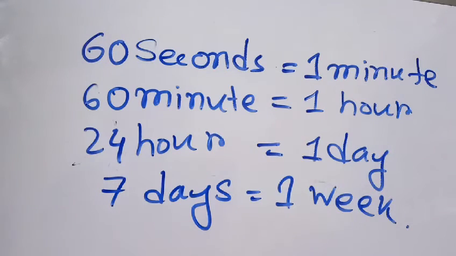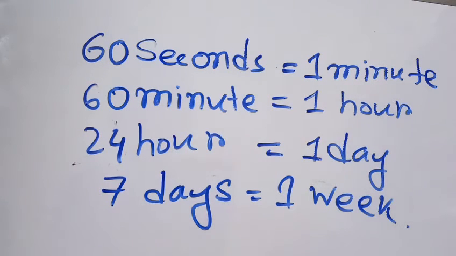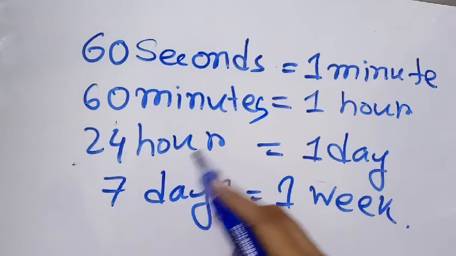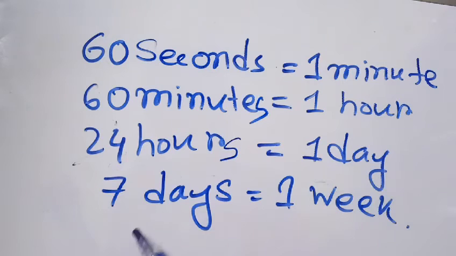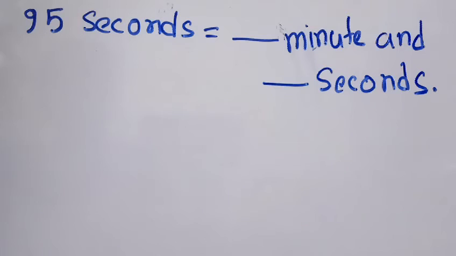Relation between time units. 60 seconds is equal 1 minute. 60 minutes is equal 1 hour. 24 hours is equal 1 day. 7 days equal 1 week. Like second, minutes, day and week are also units of time measurement. Using relationship of time units, we have to solve this fill in the blanks.